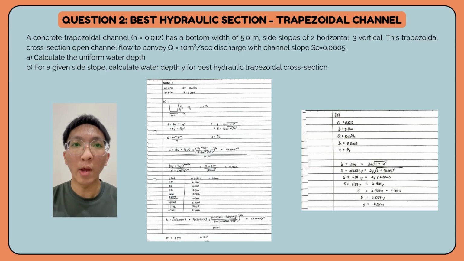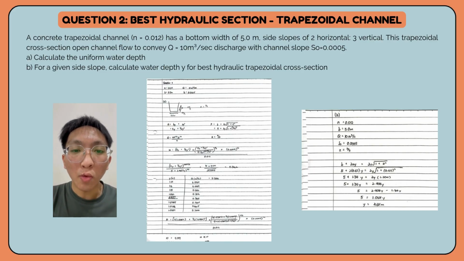We need to find y that results in a flow of 10 meter cubed per second by using the Manning equation for an open channel. The formula given is Q equal to A times R to the power of 2 over 3 times slope to the power of 1 over 2, divided by n. Before inserting the data, we need to find the flow area, which is By plus Zy squared, so we get 5y plus 2 over 3 y squared.